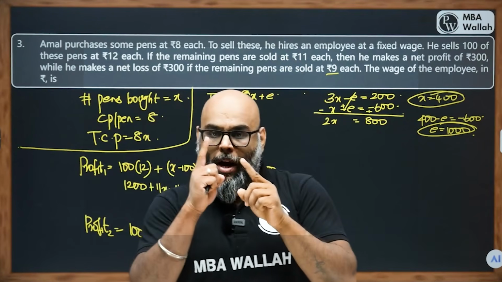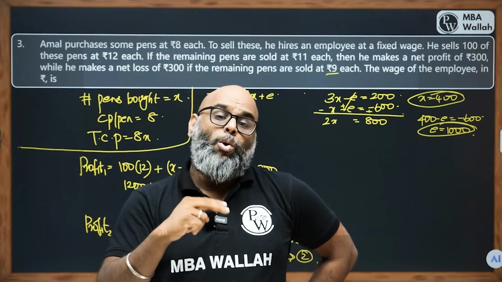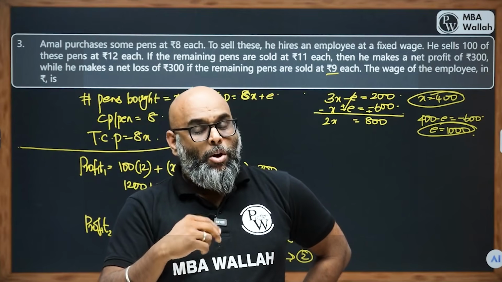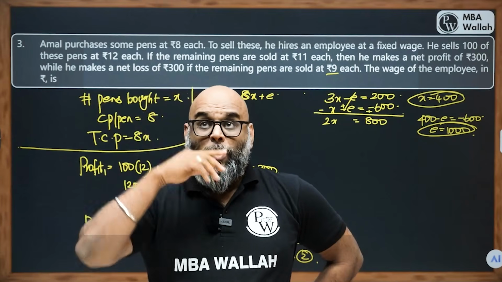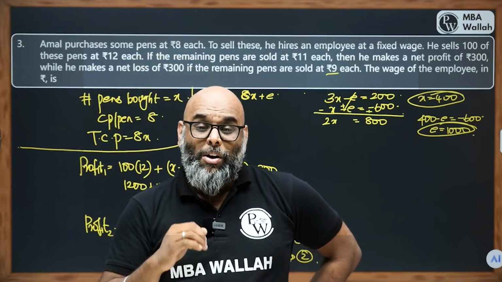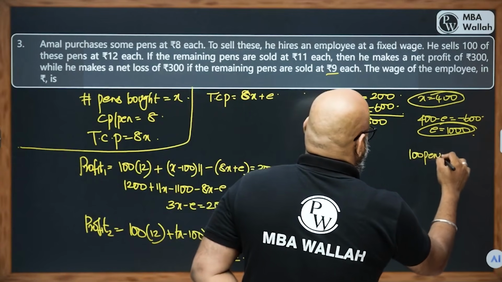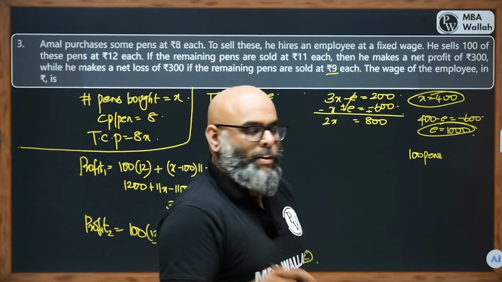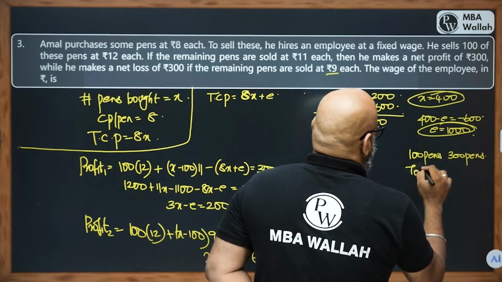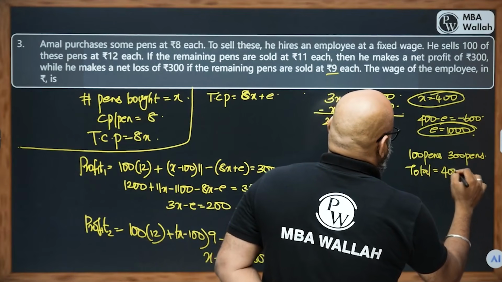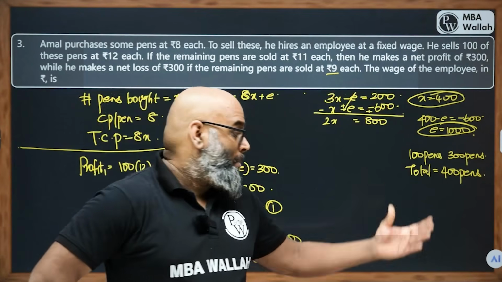If you sell one pen for 2 rupees less, from 11 to 9, that's 2 rupees. You do it for 2 pens, that's 4 rupees. You do it for 3 pens, that's 6 rupees. You have done it for some number of pens, and your difference has dipped by 600. So I can clearly tell you, initially 100 pens were sold, and from that offset part, I have figured out another 300 pens. So total 400 pens have been bought.